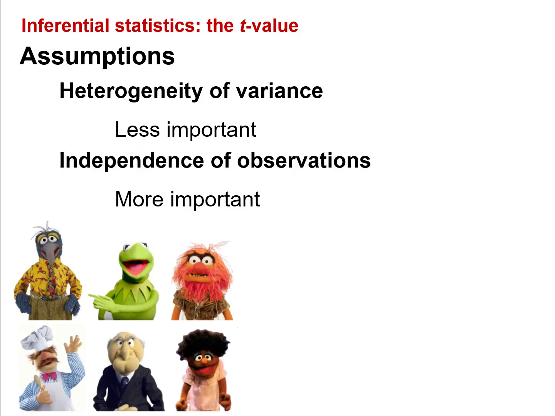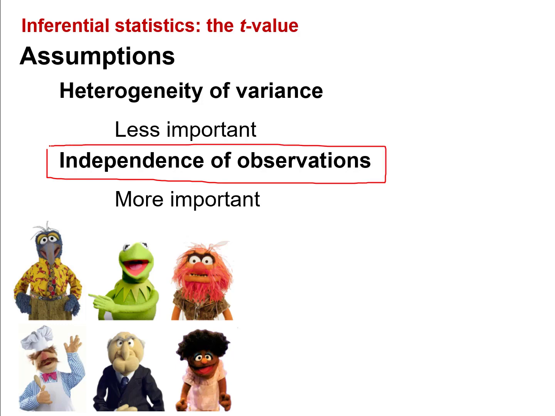The second assumption we need to make when doing a t-test is an assumption called independence of observations. And this assumption is something that is very important. If we violate this assumption, it will make a huge difference in our results. So we need to be very careful not to violate the assumption of independence of observations. So what exactly is this assumption?